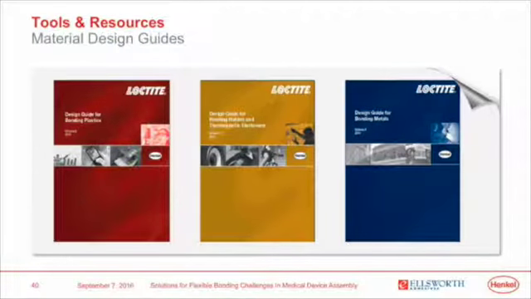There's also a range of material design guides available to you through the Henkel website as well. Shown here are the 3 substrate-specific ones, the red one being plastics, the yellow one being elastomers, and the blue one being metals. These, again, are all available on the Henkel website, and if we go to the next slide, you'll actually see an example of some of the contents of these.